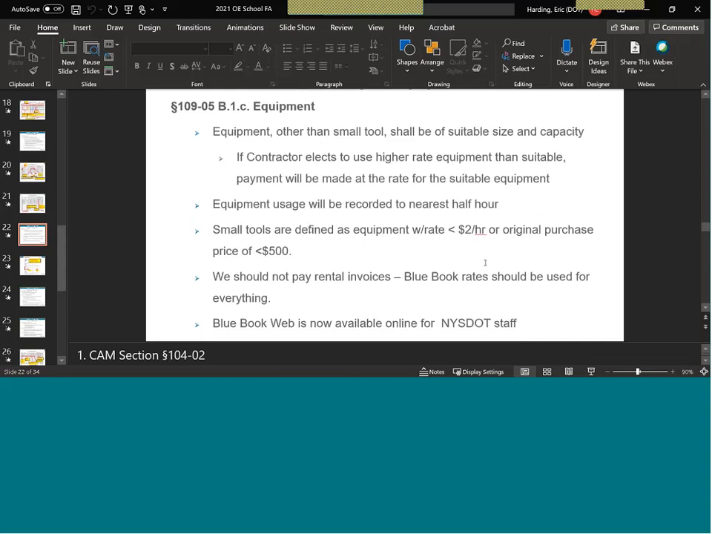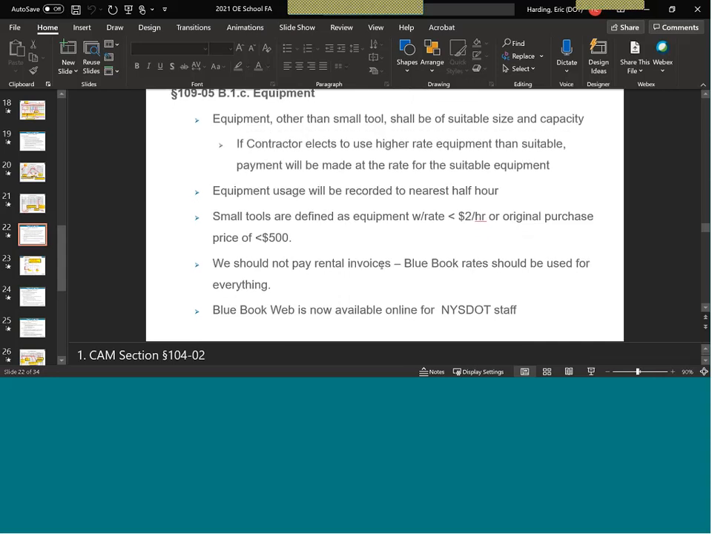You should not pay rental invoices. Blue Book rates are used for all compensation for equipment on force accounts. Blue Book Web is available online for DOT staff. Sometimes it's a little glitchy, but it does work.